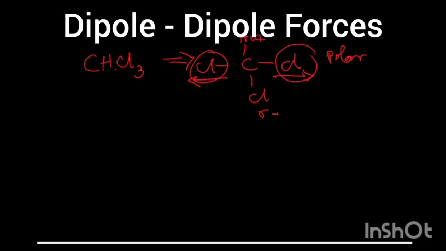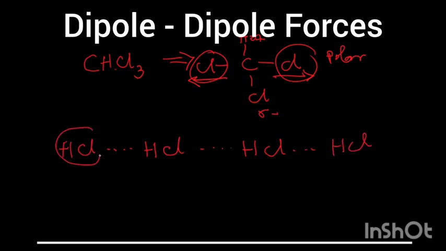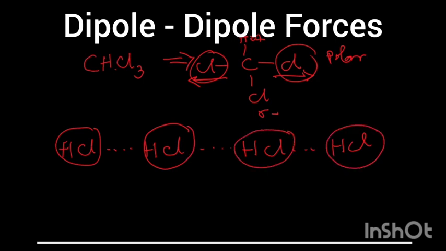So now, if you have HCl bonding with another HCl, bonding with another HCl, this is a molecule of HCl with another molecule of HCl, and another molecule of HCl. Now this one is partially negative because this is partially positive, forming a dipole. Because this chlorine is electronegative, it is pulling electrons towards itself, so it is partially negative. The same applies to this one: partially positive, partially negative, partially positive, partially negative.